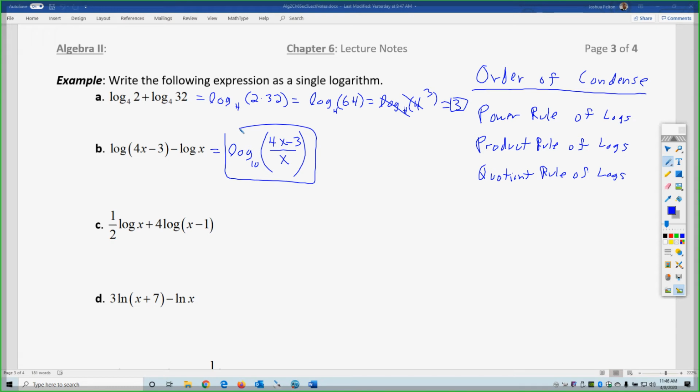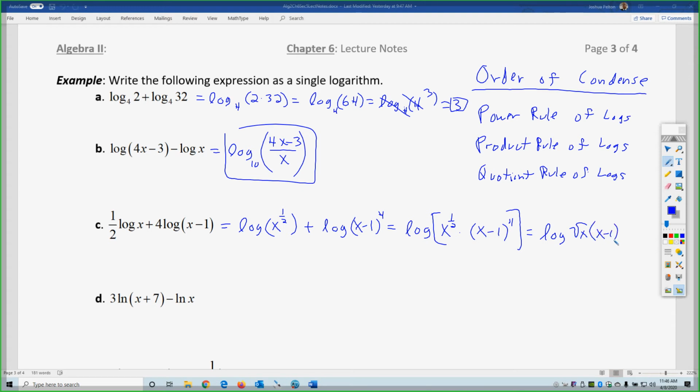The next one has multiple things to do here. So we need to do the power rule first. So that's log of x to the 1/2. These are both common logs. Plus log of x minus 1 to the 4th. Then we'll do the product rule. And we get log of x to the 1/2 times x minus 1 to the 4th. And we can simplify a little bit farther. So that's log of the square root of x times x minus 1 to the 4th.